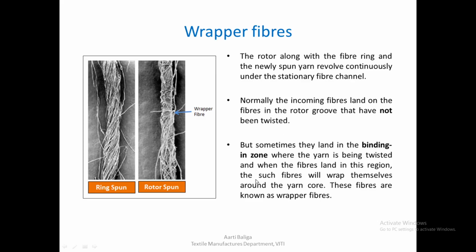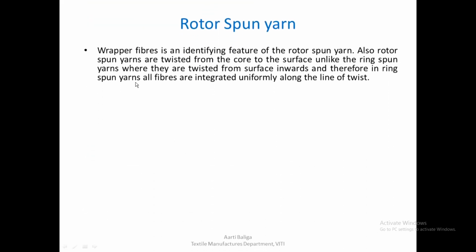There will be some period where the fibers will tend to land in the binding-in zone, and this is the zone where the yarn is being twisted. And when the fibers land in this particular region, such fibers will wrap themselves around the yarn core. These fibers are known as wrapper fibers, as you can see here. Wrapper fibers are an identifying feature of the rotor spun yarn. Also, rotor spun yarns are twisted from the core to the surface.